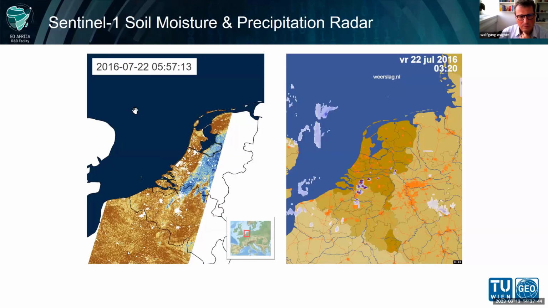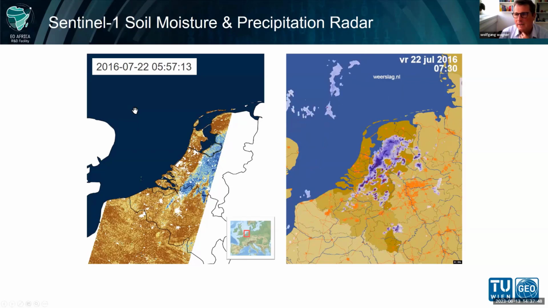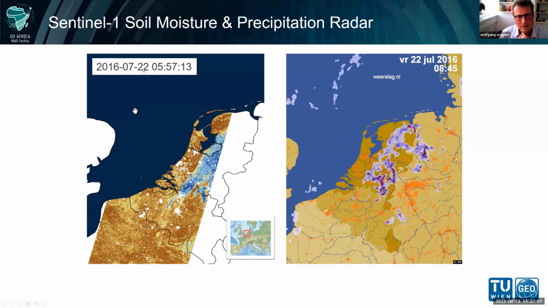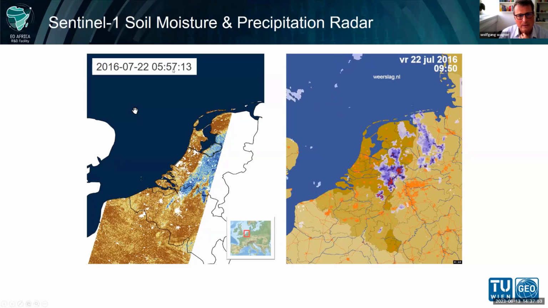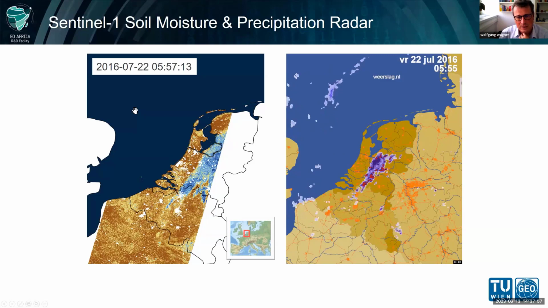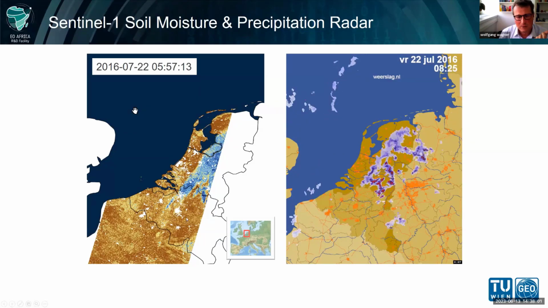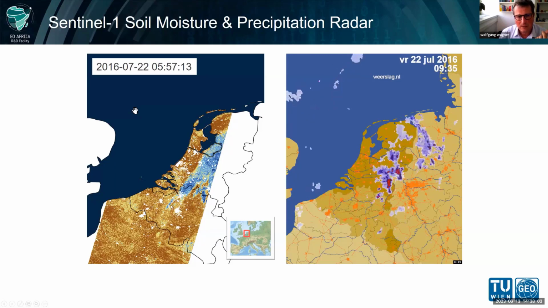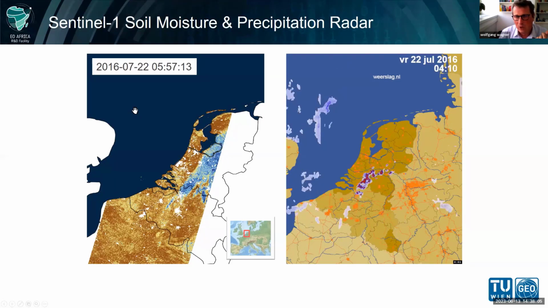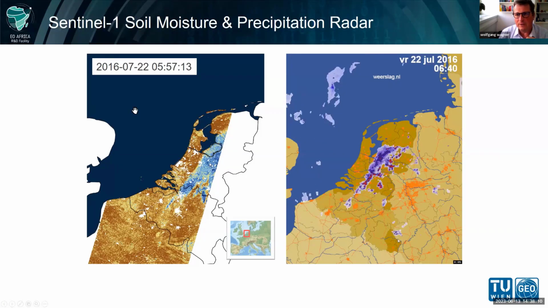Here's another example from the Netherlands, where we just have one soil moisture estimate that was acquired at around 6 o'clock on the 22nd of July 2016. So it was overall a rather dry day. So most of the measurements are pretty low, except you see here this blue striping. This is where the soil wetted up due to a rainfall event.